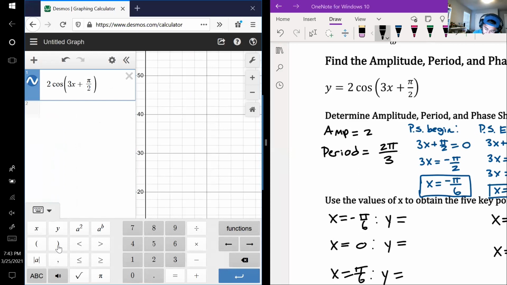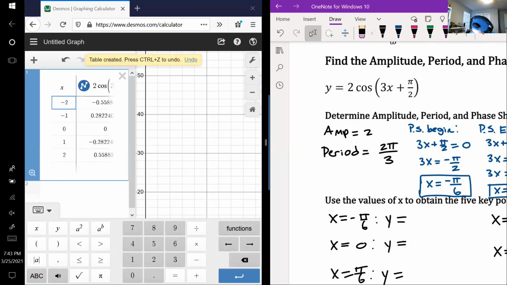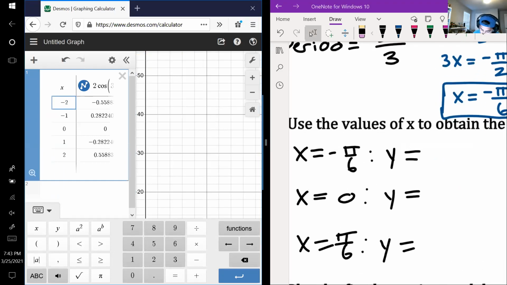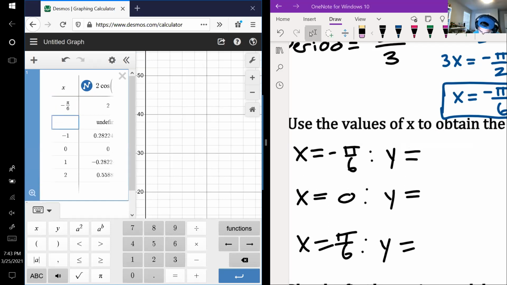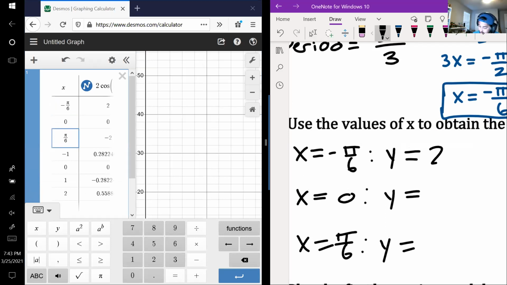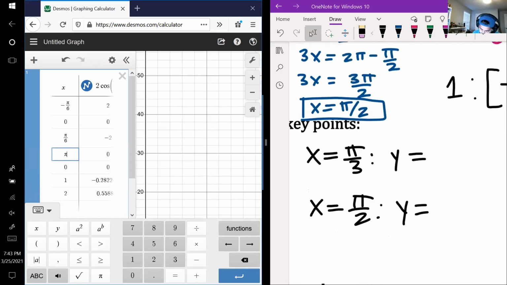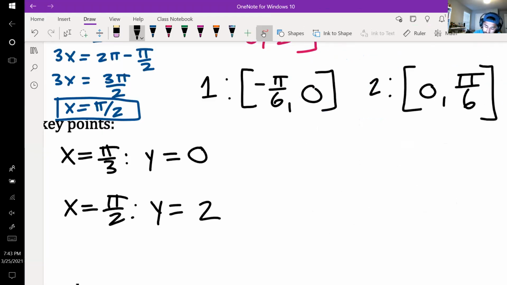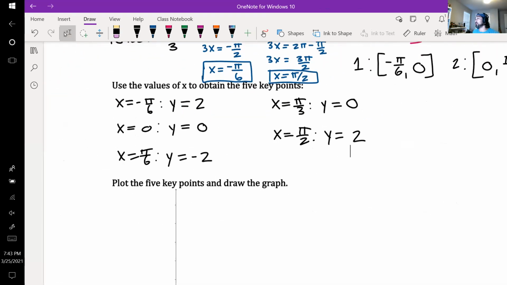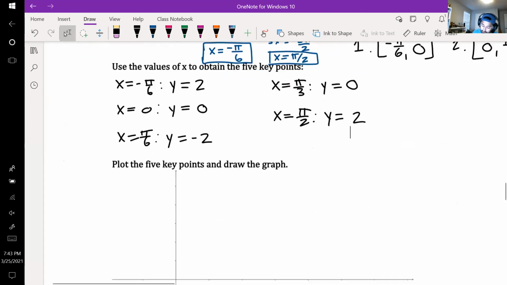And then table, and here we go. Let me zoom in on these guys. I'll type these in: negative pi over 6, 0, and pi over 6. Look how nice that is. I get 2, 0, negative 2. And then the last ones, pi over 3 and pi over 2. All right. Pi over 3 gives me 0. Pi over 2 gives me 2. Bam. Desmos for the win. Here are the coordinates we're going to graph.